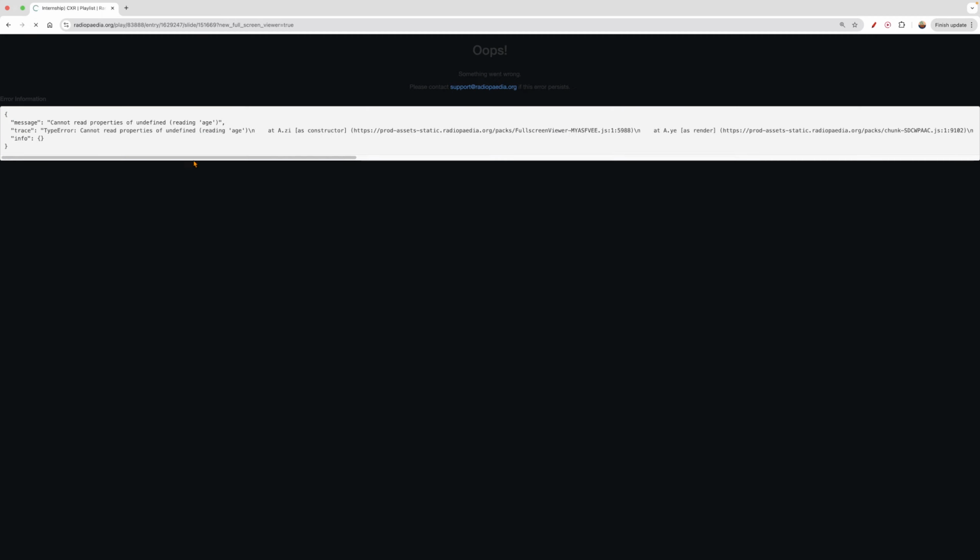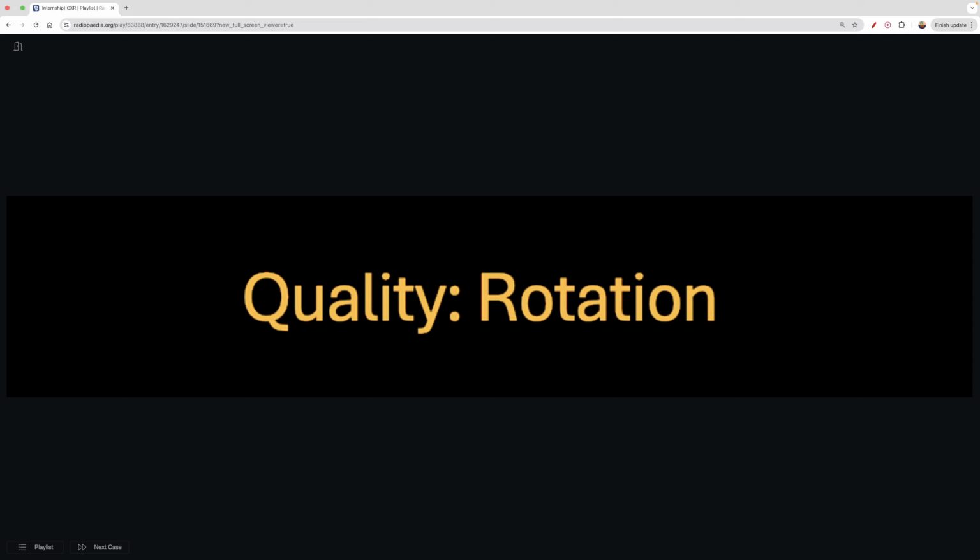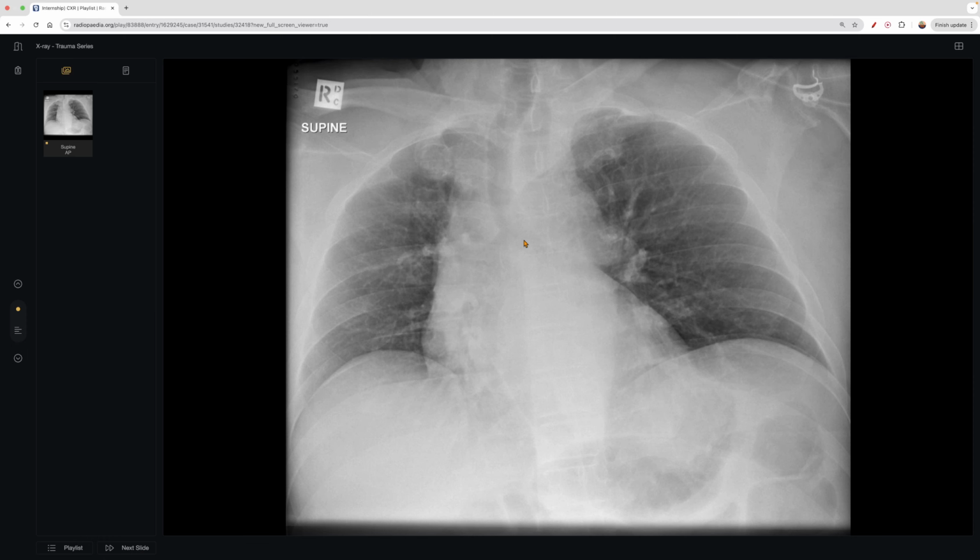Alrighty, I'm gonna refresh that, I guess. And then in terms of our quality, so for rotation, let's appreciate what we have here. So this patient comes in and they had fallen off their garden decking, 65-year-old male. And so what we see here is that the patient is rotated a little bit towards the right.